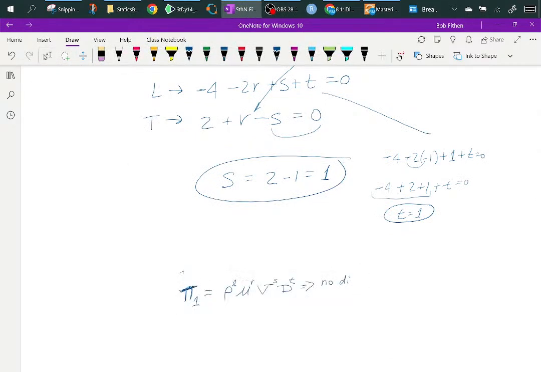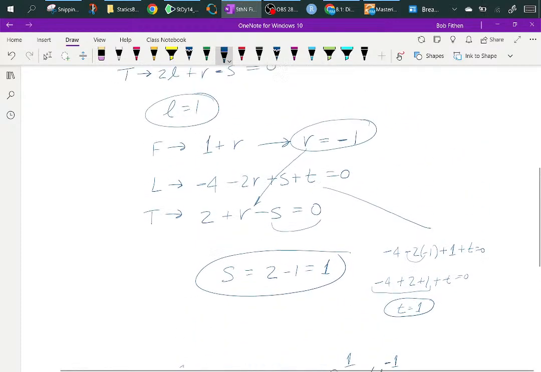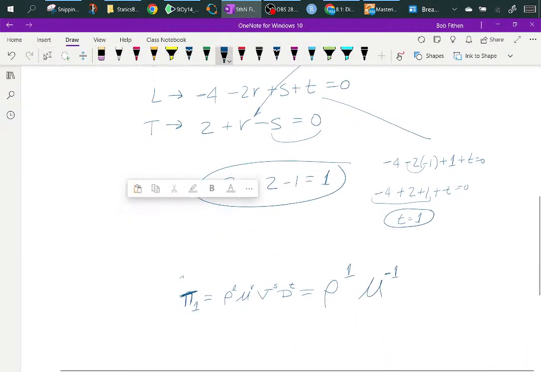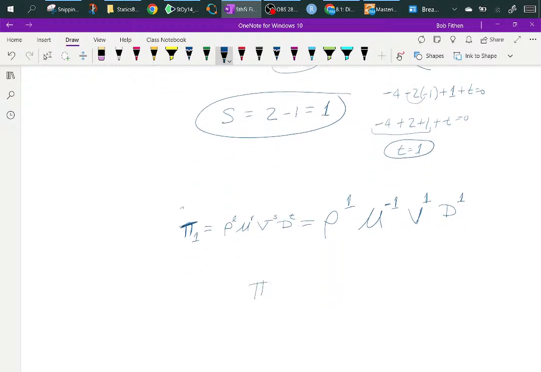Okay, so I know it has to be no dimensions, but here's what it actually is. Rho to the first times mu, what was R? To the minus 1. Velocity, wait a minute, which one is it? S. Oh, S is 1. V to the 1, and then D, T, yeah, that's it. So that's 1. So in fact, pi 1 is equal to rho velocity diameter over mu.